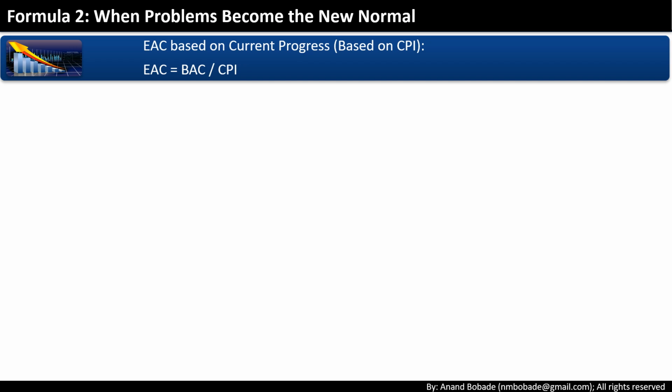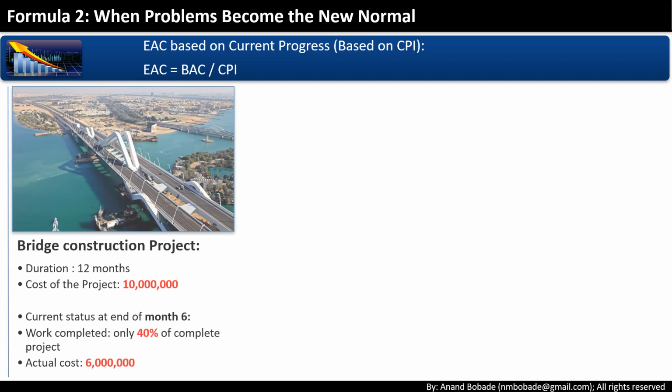When problems become the new normal. Now, here's a more realistic scenario. What if problems keep happening? Then we use the formula EAC equals BAC upon CPI. Why? Because you're projecting future costs based on current cost performance.